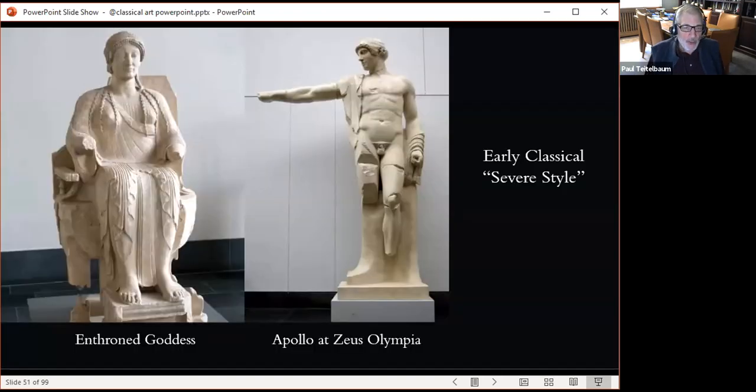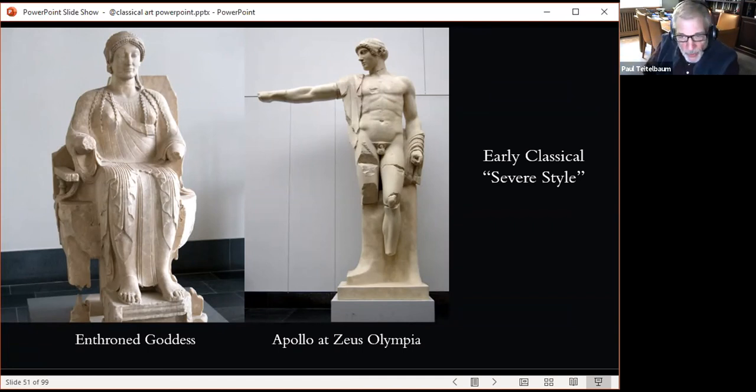Now, here's what we see when we begin to get to the early classical style. The first classical style is called the severe style, and it's understood as a transitional style combining innovation with traditional elements. Dates are approximate. The scholars really don't know, somewhere, as I said, between 520 and 480. It seems to be the popular time for all sorts of stuff.